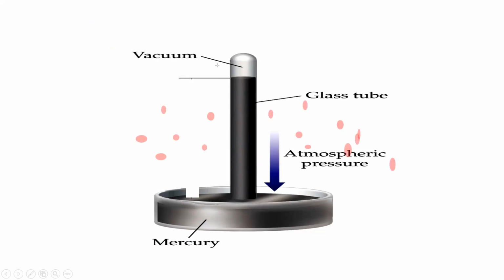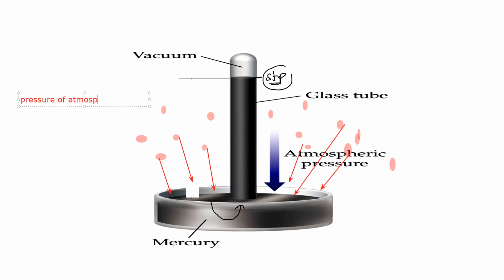As these air molecules hit the mercury surface, they will force the mercury to rise in the tube. So mercury will rise in the tube. As the mercury rises, at a certain point, it will stop rising. The point where the mercury stops shows that the pressure of atmosphere is equal to the pressure of mercury.